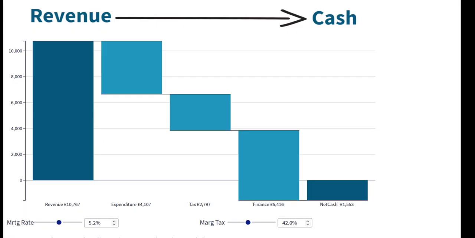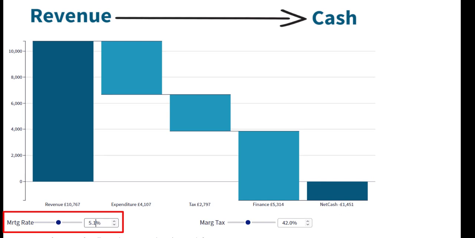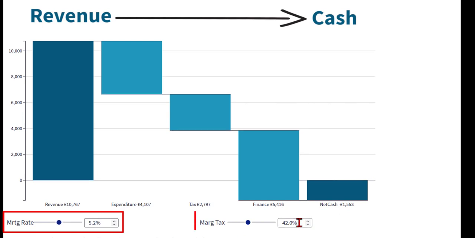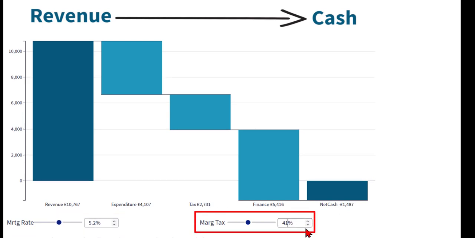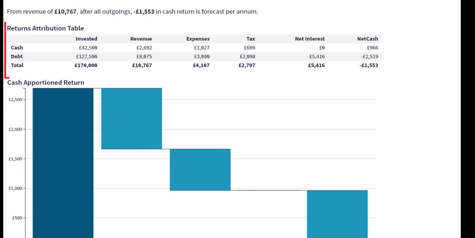This waterfall chart visually demonstrates how revenue is used up with expenditure, tax and finance, leaving in this case a negative cash position. Experiment with the mortgage rate and marginal tax and see how varying these inputs affects the waterfall chart. Next, we'll take a look at the returns attribution table.